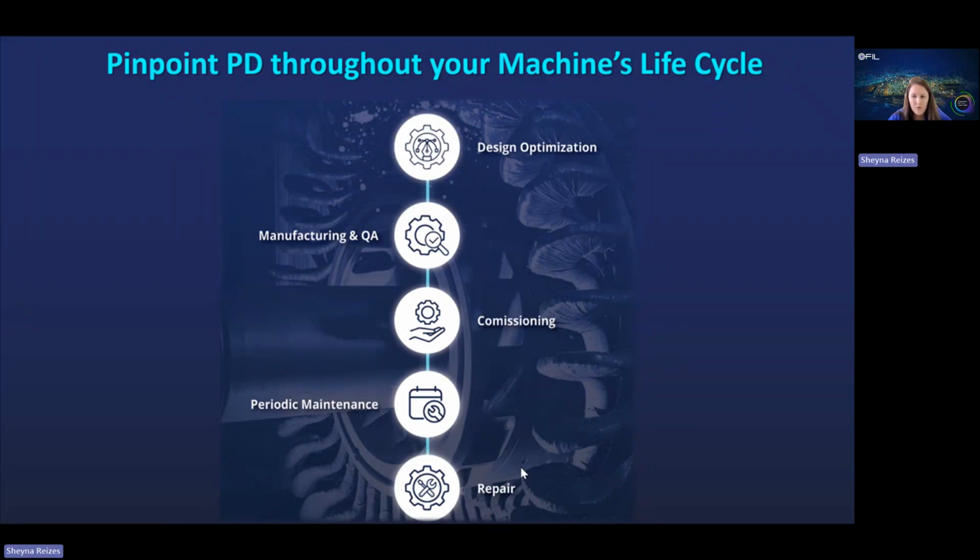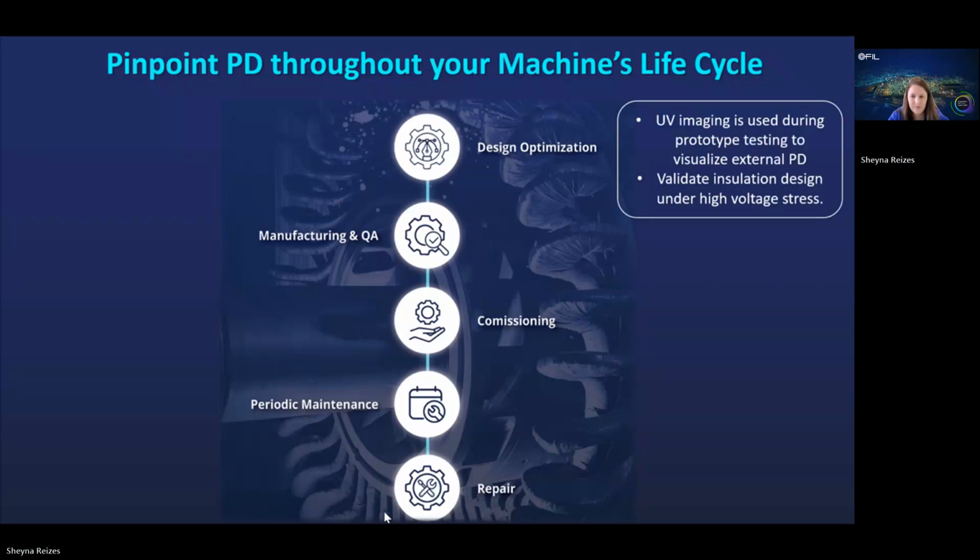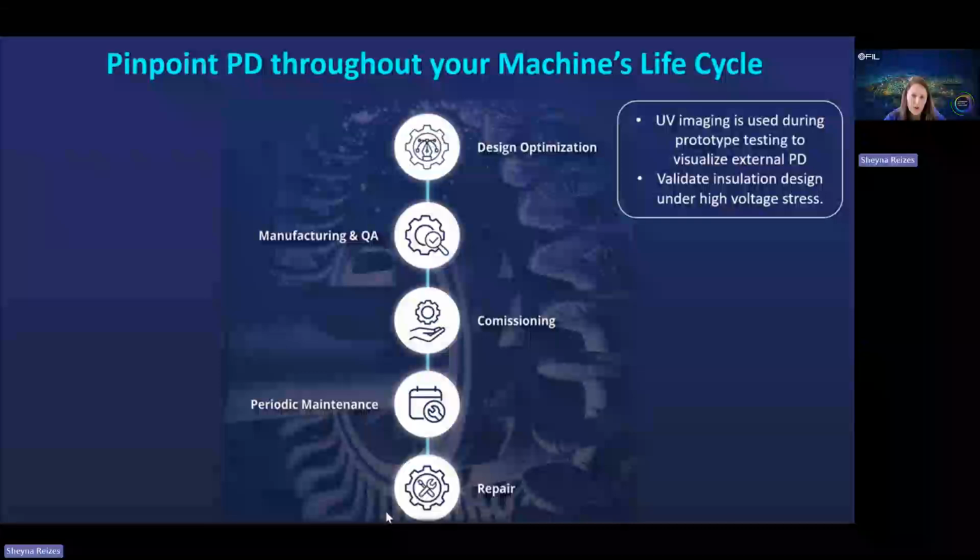So how does UV technology help pinpoint partial discharge during different stages of your machine's life cycle? Starting with design optimization. UV imaging is used in prototype testing. It helps to visualize external PD under high voltage stress and to identify weak spots of the insulation. This allows engineers to make design improvements before the product goes into production.